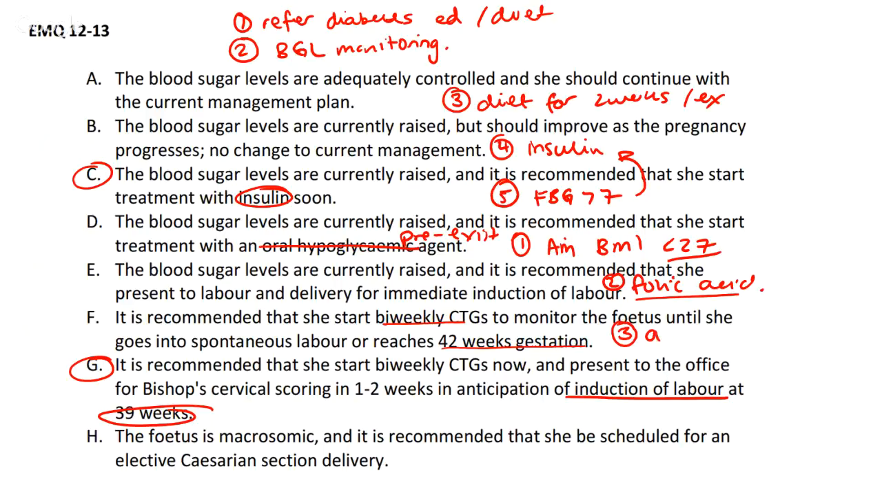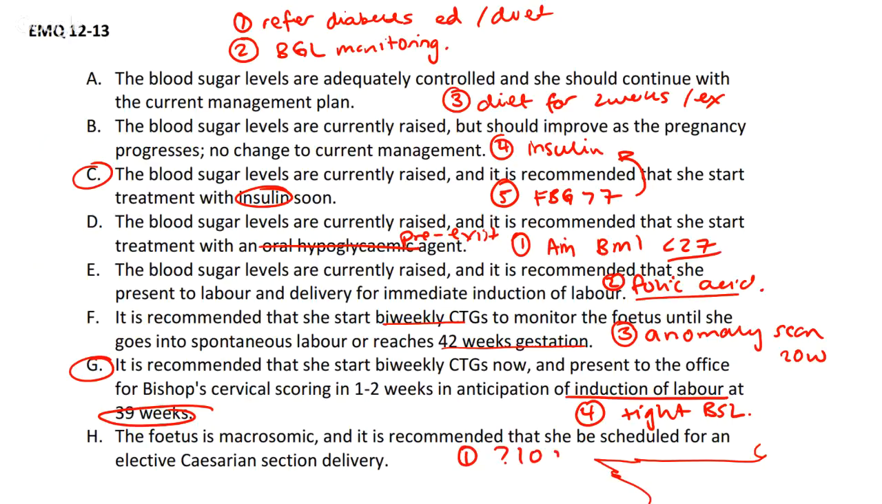We need to do anomaly scans at 20 weeks, because they have increased risk of things like neural tube defects, renal abnormalities, and limb hypoplasias. So that's why we need to do that. And we need to aim for tight BSL control. And then let's say, how about for the birth plan? So we've talked about it.